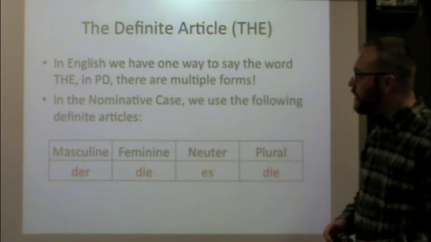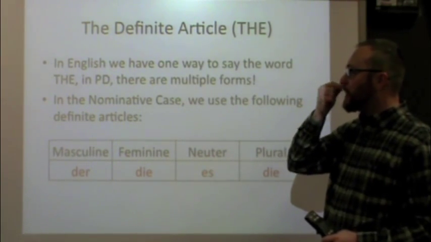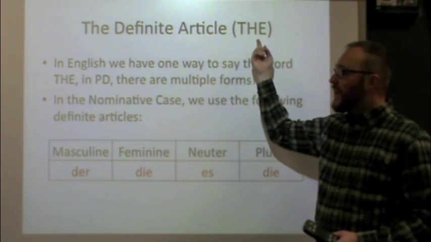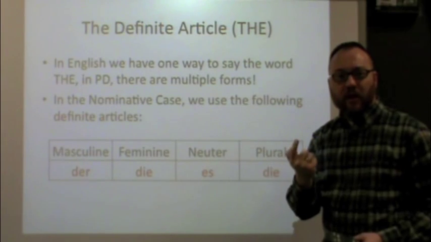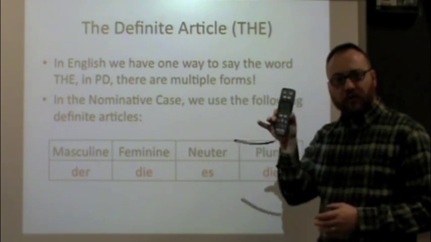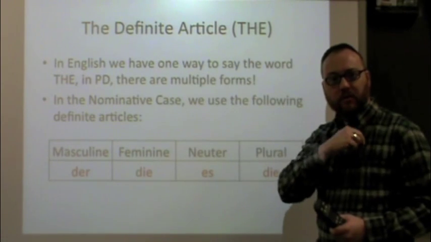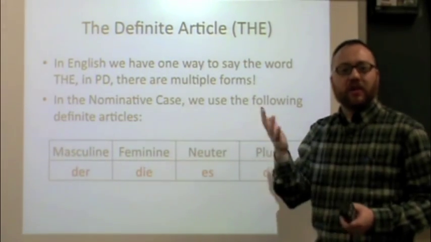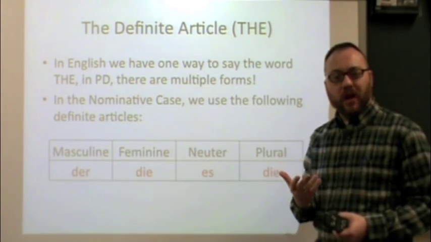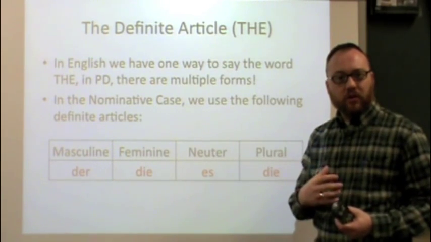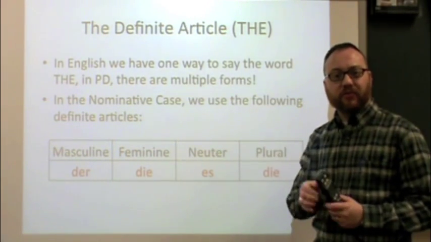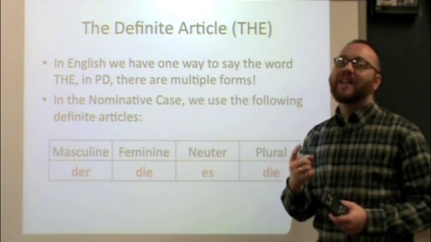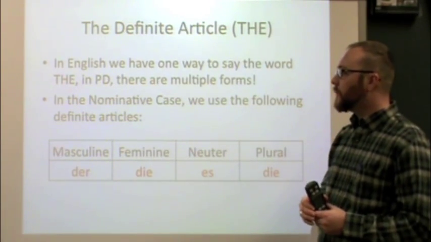Okay? The first thing we want to talk about in regards to the nominative case is what we call the definite article, and that's the grammar term for the word the. In English, we have only one way to say that word. It's always the. The remote, the pen, the shirt, the hand. In English, all of those things take the, because they don't have assigned genders. But in Pennsylvania Dutch, all of these things have a gender. The remote is something different from the shirt, is something different from the pen, is something different from the hand, is something different from the finger. That's why this is a little difficult at first.